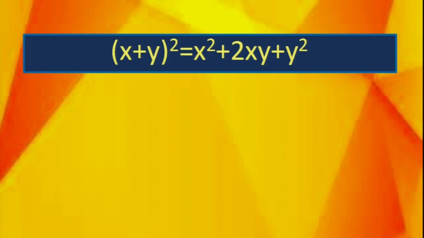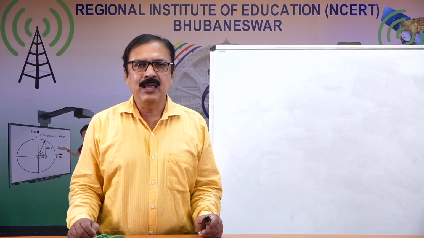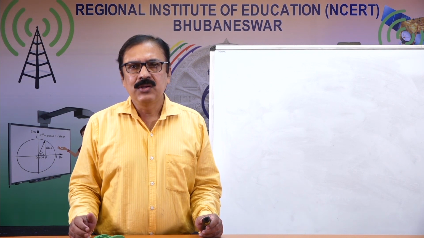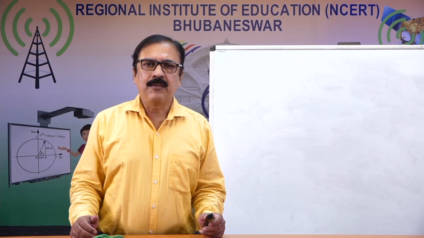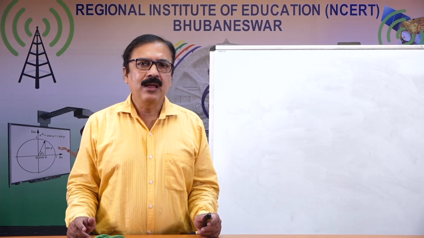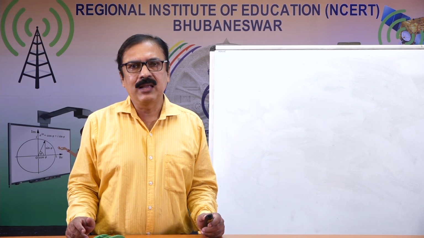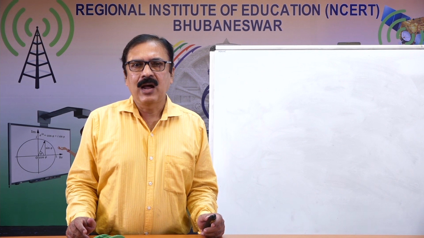Now let's discuss what an identity is. This is an algebraic statement in which x and y are variables. If we put values of x and y on the left side, whatever result we get, the same value we will get on the right side. This will prevail for any pair of values of x and y. So, these are called identities.